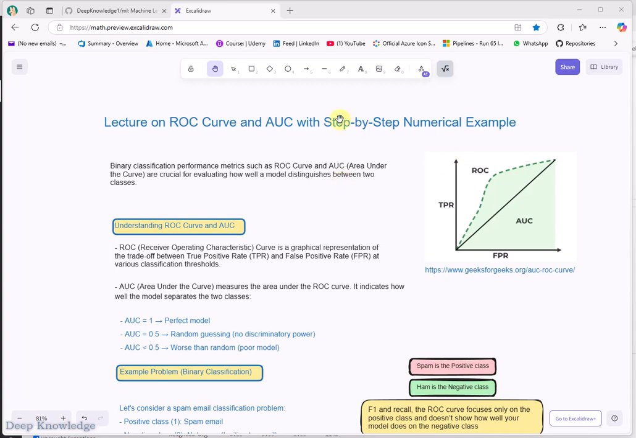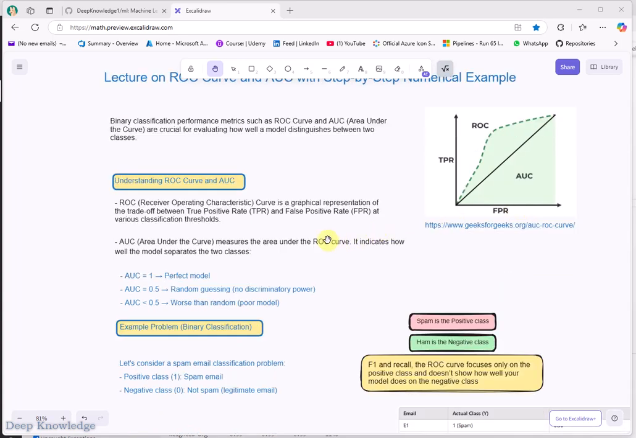So the ROC, let's start now. The ROC curve and AUC are used for binary classification. ROC stands for receiver operating characteristic. It's a curve, a graphical representation of the trade-off between true positive rate and false positive rate. And this is the AUC, the area under the curve. We can calculate it and see whether our model is good enough or not.